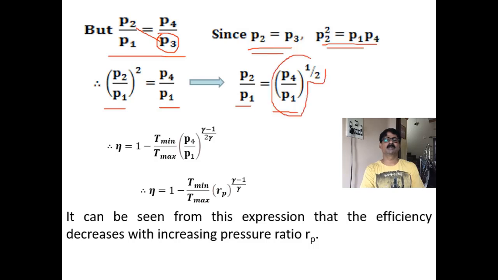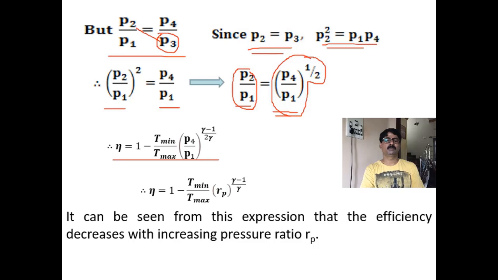So here P4 by P1 is nothing but the overall pressure ratio. That is, the initial pressure is P1, and after second stage compression the pressure will be P4. So that is the overall pressure ratio. So the individual stage pressure ratio P2 by P1 becomes the square root of the overall pressure ratio, since both the stages have equal pressure ratios. So you can substitute in place of P2 by P1 in the efficiency expression and you get eta is equal to 1 minus (T min by T max) into (P4 by P1) to the power (gamma minus 1) by 2 gamma.